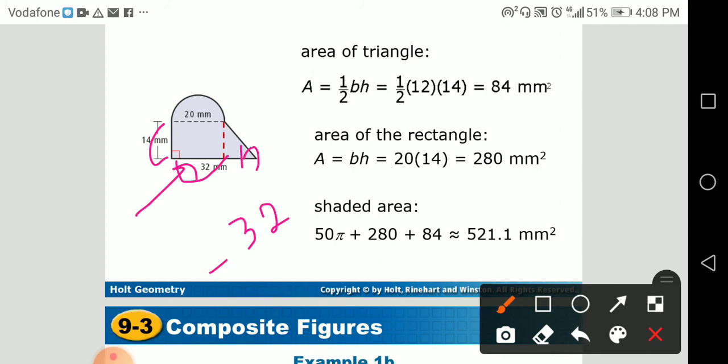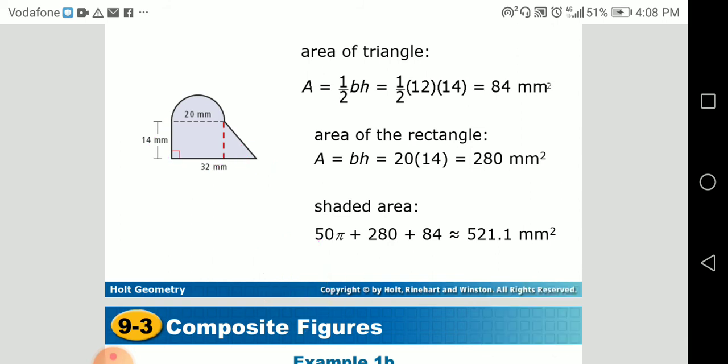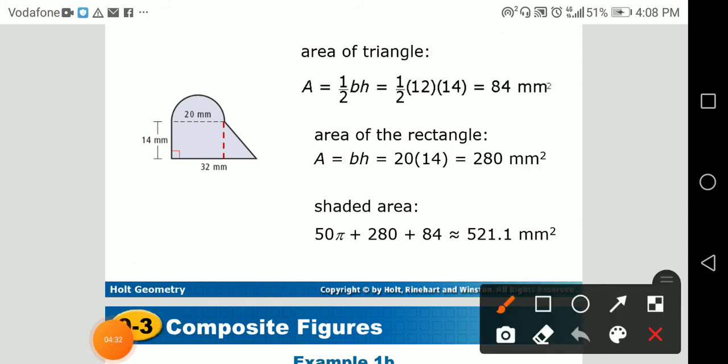This is 12. Okay, 30. So I'm going to subtract 12 from 32. You got 20. So that's the base of the rectangle. Yeah, it's 20. And in that rectangle, each two opposite sides are equal.